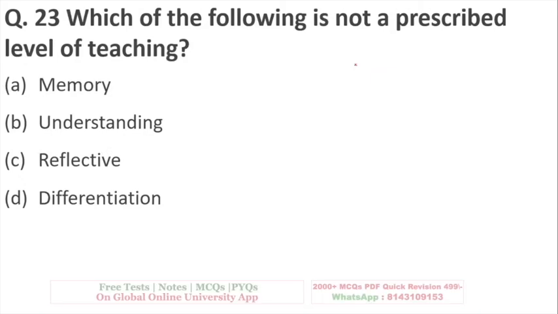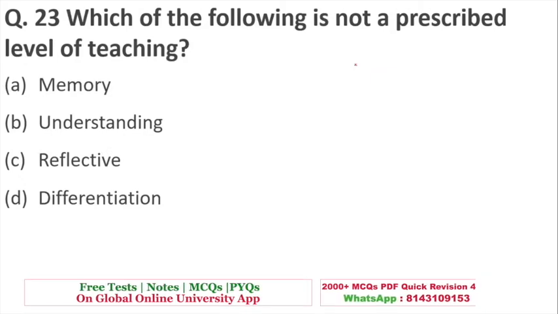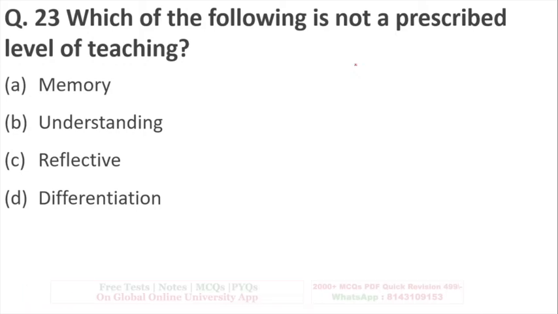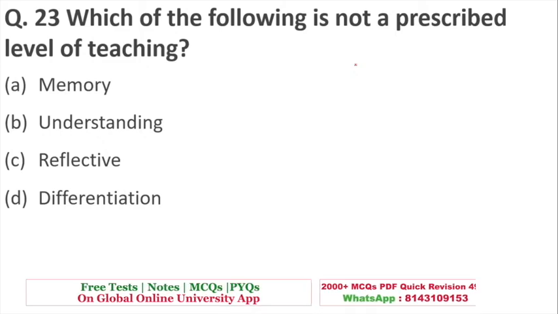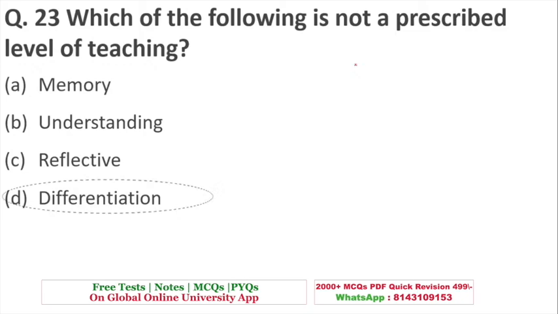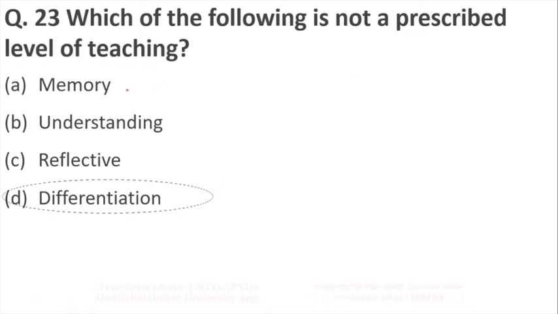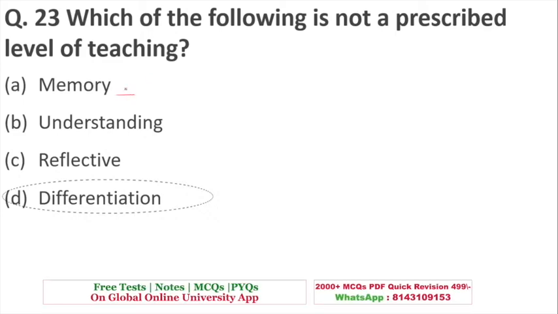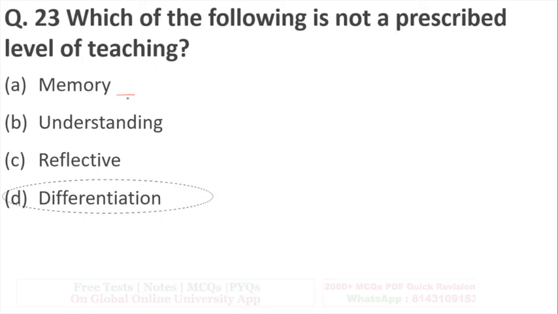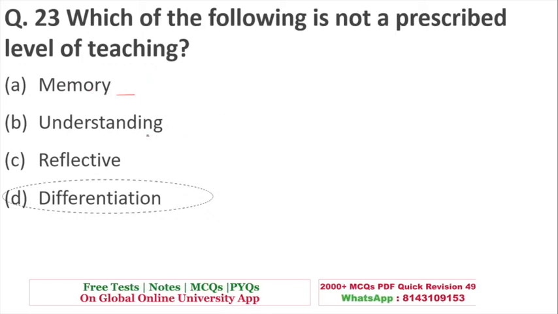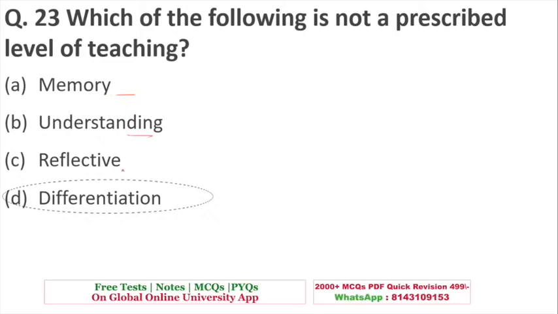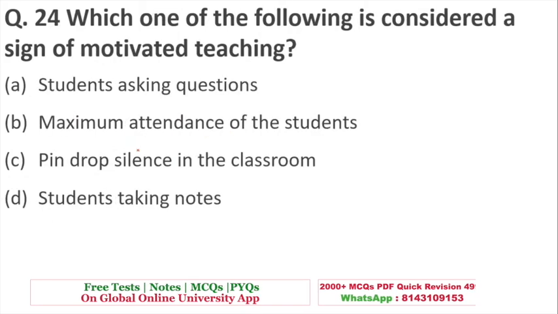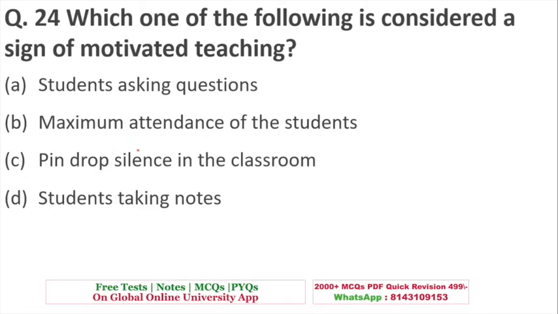Which is not a prescribed level of teaching: memory, understanding, reflective, or differentiation? The answer will be differentiation. See, we have the memory level, which means just learning. Understanding means you are understanding the concept, and reflecting is you are applying the same in your life. So, differentiation is not a level of teaching.